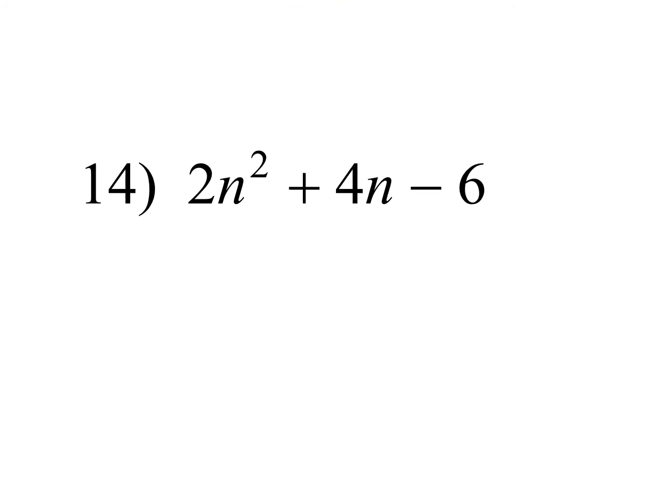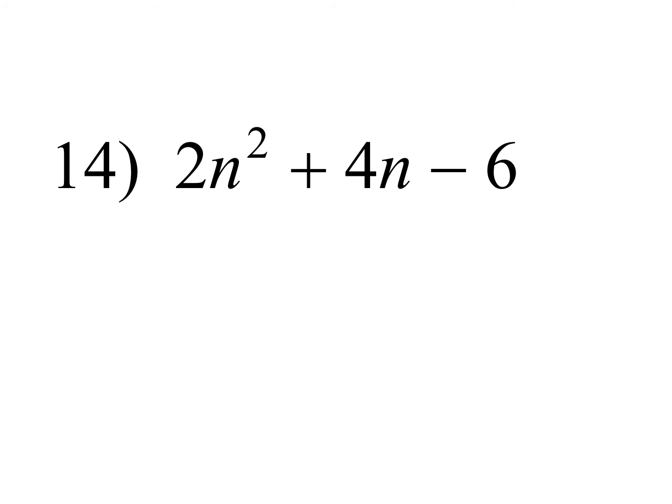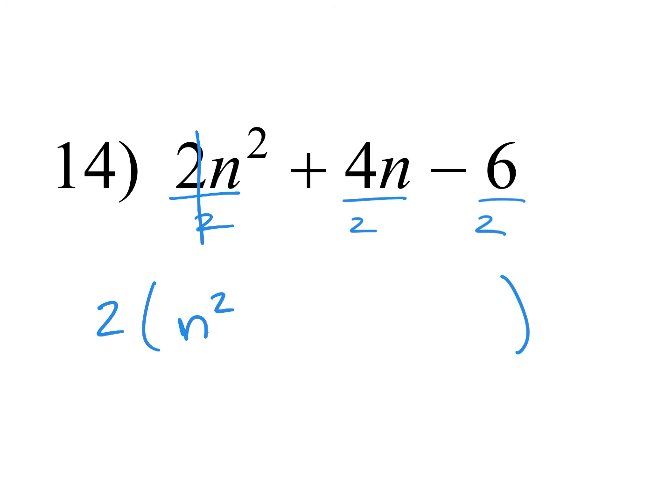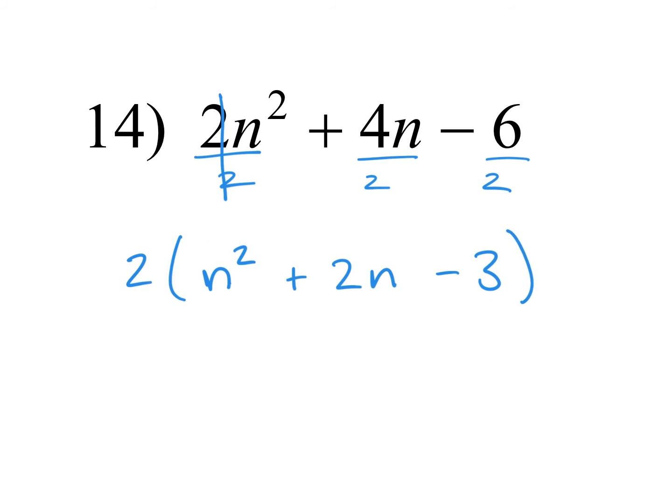All right, 14. Do I have a greatest common factor here? What is it? 2. So I can divide them all by 2. Do I have any n's in common with all of them? No. So only 2 can come out. So it's 2 divided by 2, 1. So I'm just left with n squared. What's 4 divided by 2? 2. So 2n. And negative 6 divided by 2? Negative 3.